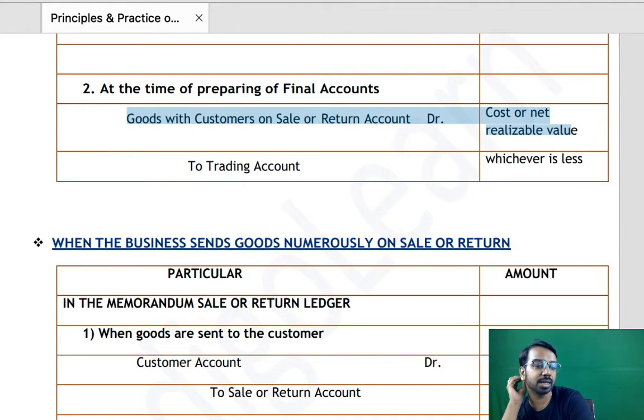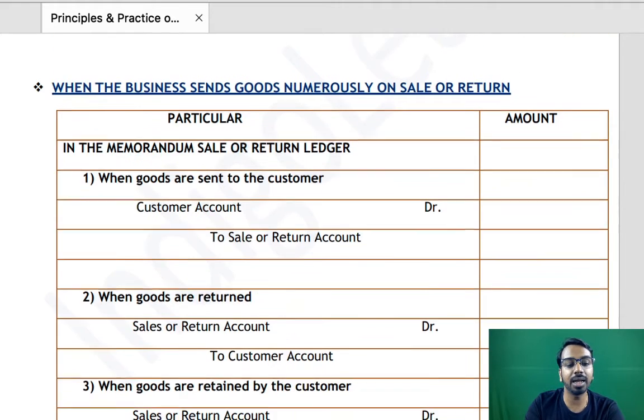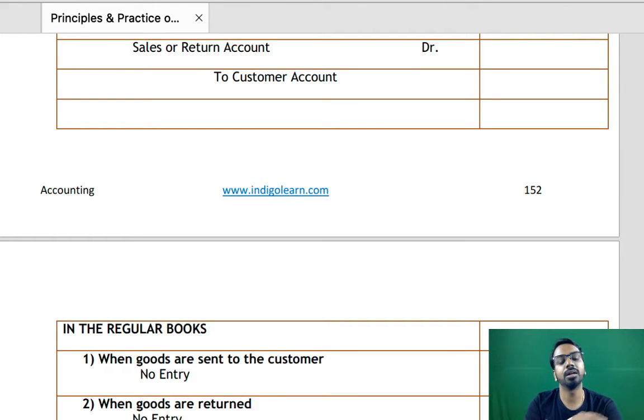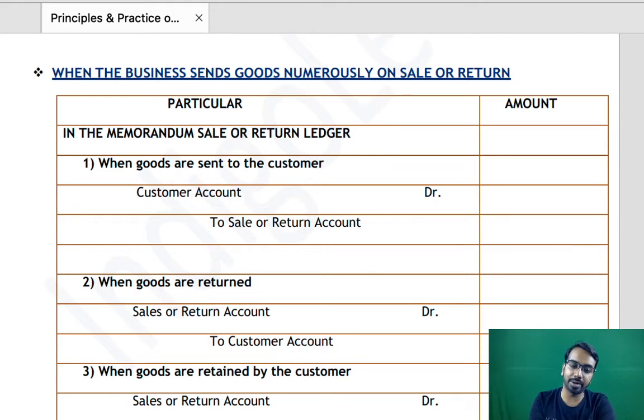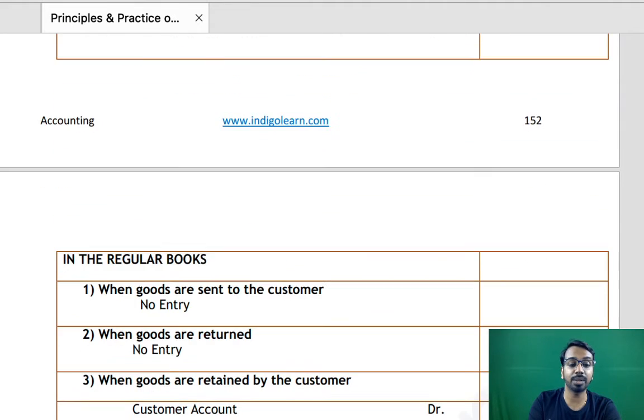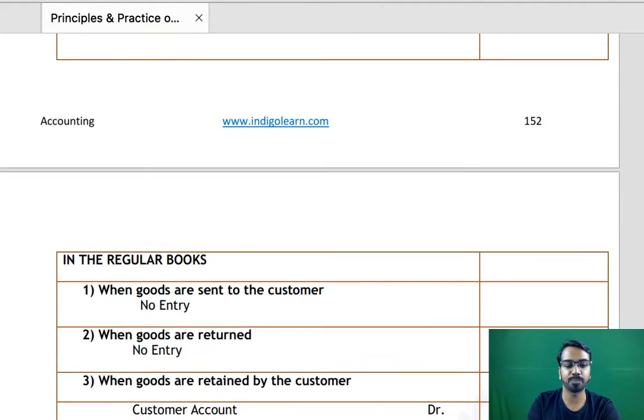Now, if you have a lot of transactions, sometimes the question may mention that there are numerous transactions happening. Then you will prepare two ledgers. There is a memorandum sale or return ledger, where you capture all the memorandum entries, and final entries are passed in the regular book. Till the time goods are accepted, you will pass the same entries. The entries are not changing, but sale or return related entries, till the time they are approved, are kept in the memorandum account, which is your rough book. Only when the sales are accepted, you pass the final entries.